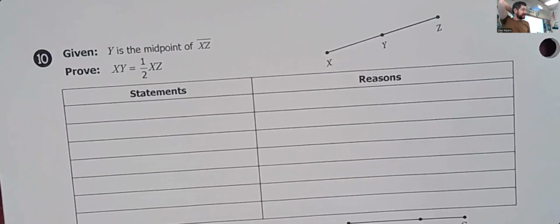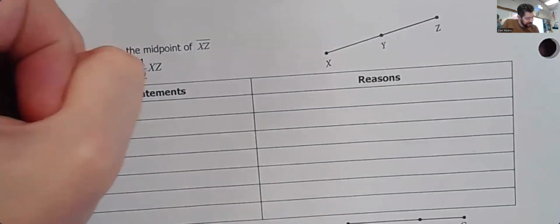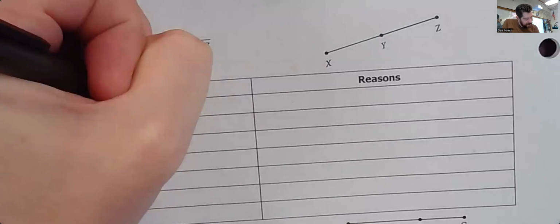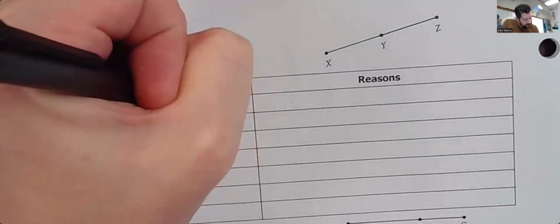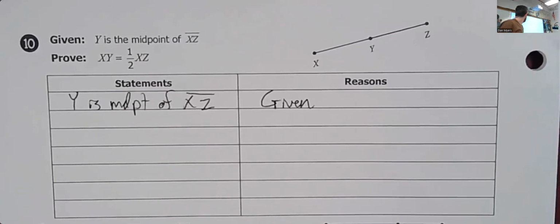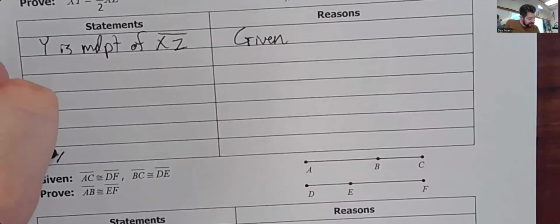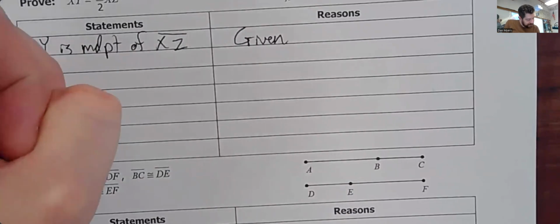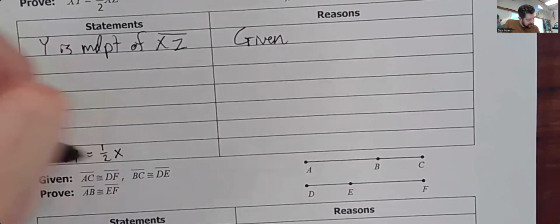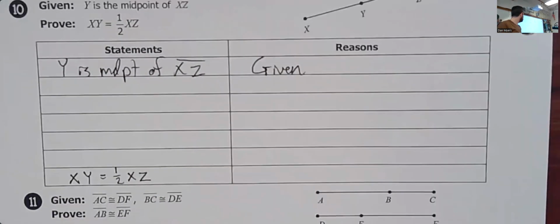What is statement number 1? What does it have to be? It's given. Y is the midpoint of segment XZ, and that's given. For sure, the last one is going to be XY equals 1/2 XZ. And we got some stuff in between that we need to work out.